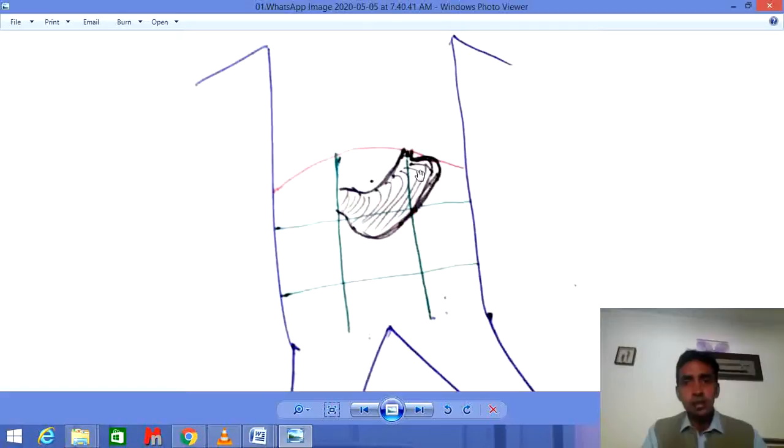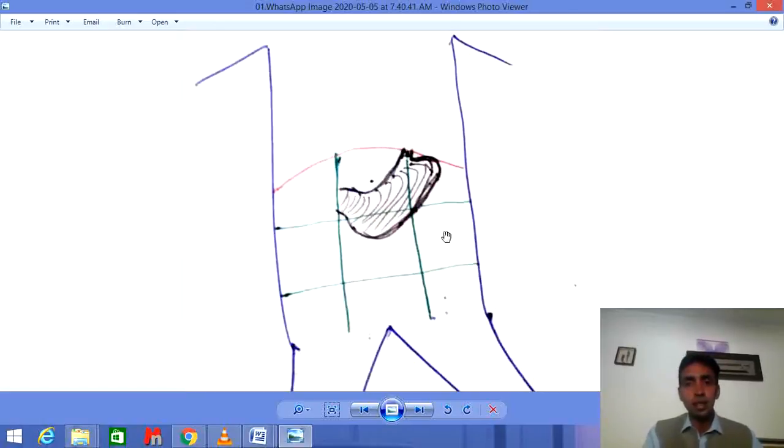This region is below the diaphragm on the left side; that is why it is called the left hypochondriac region. This region is below the diaphragm on the right side; that is why it is called the right hypochondriac region. This portion is called the epigastric region, because the major portion of this region is above the stomach.